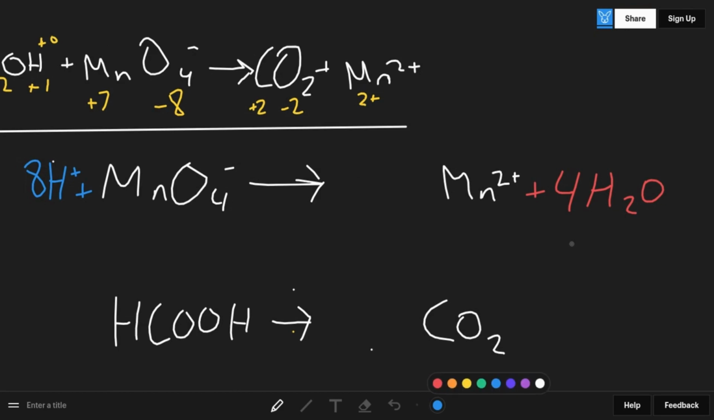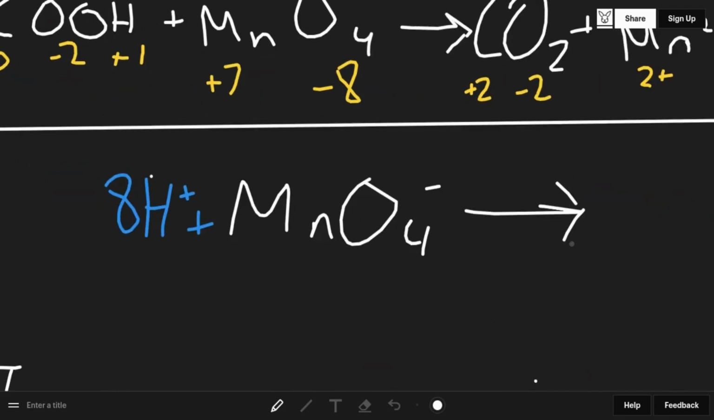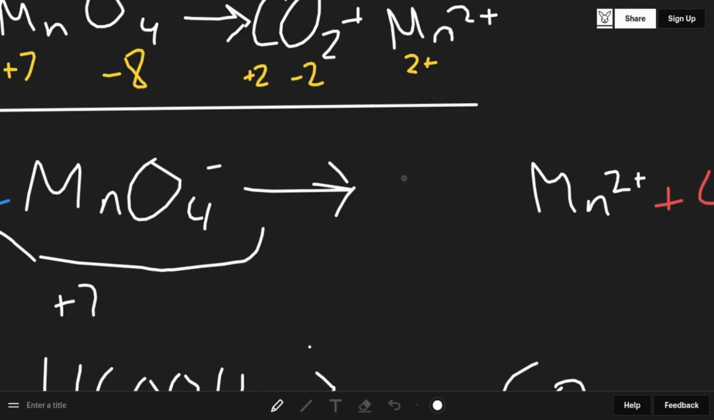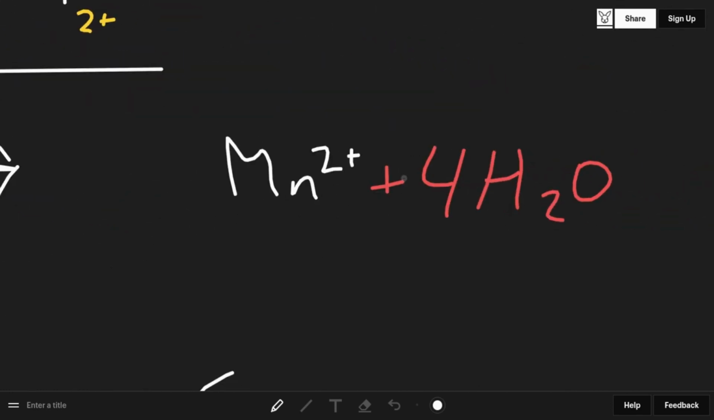So this section, for the reduction half reaction, right, we can see that over here we have a total charge of 7, since we have 8 protons technically, and since we have plus 1 8 times, that's 8, minus 1 for the permanganate ion, we have a charge of positive 7, not a charge, an oxidation number of plus 7, and over here we have just 2.